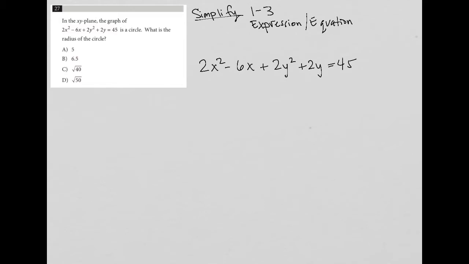So the question says, in the xy plane, the graph of what I just wrote down is a circle. Okay, now that's very valuable to know. What is the radius of the circle? Well, the circle equation looks like this: x minus h squared plus y minus k squared equals r squared. So if I can get this to look like this, it'll be easy to figure out what the radius, or the r value, is. But how do I do that? Because obviously it's not already in that format.